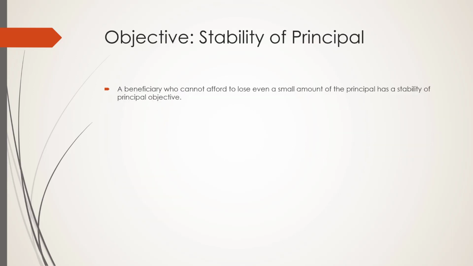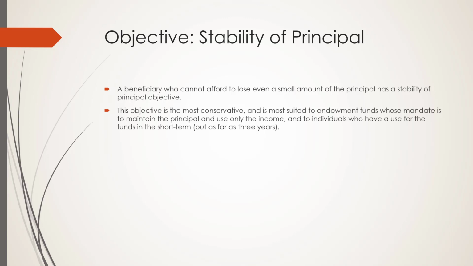So let's go through these one at a time. So stability of the principal is the least risky of all of the possible objectives. Stability of principal is an appropriate objective for a client or beneficiary who cannot afford to lose even a tiny amount of the principal. So this is generally not suitable for individual investors. Instead, it's most suited to endowment funds who have a mandate. Whoever gave the money to the endowment said, look, you cannot lose any of this money, and you have to operate from the income that it generates.